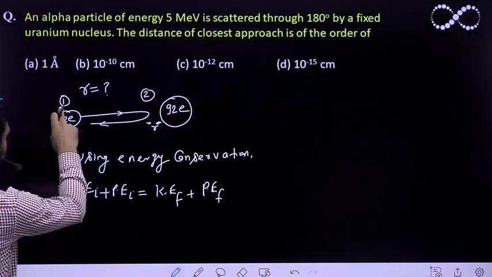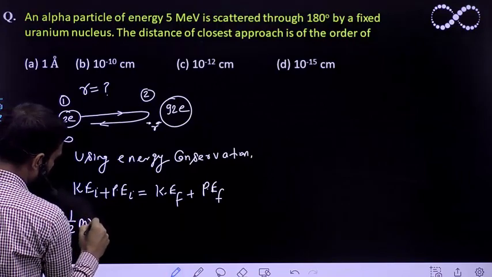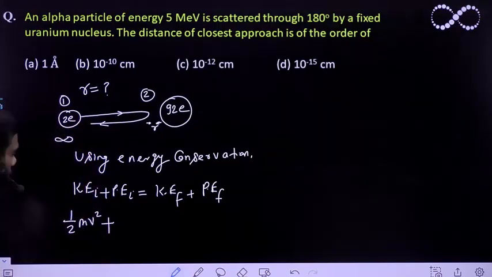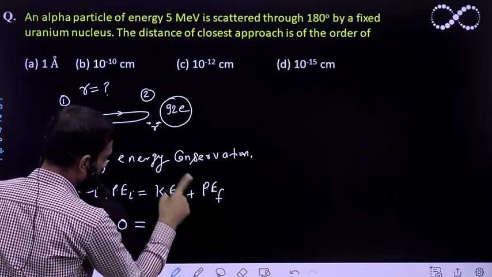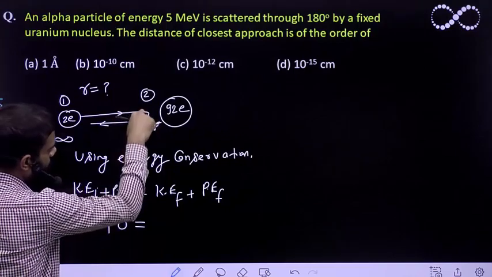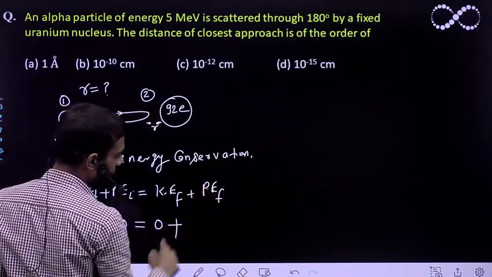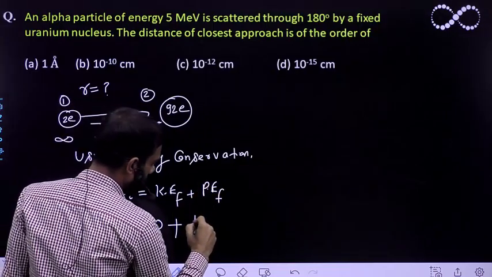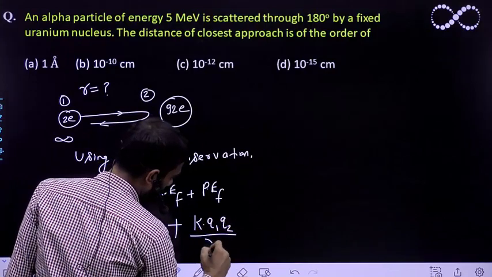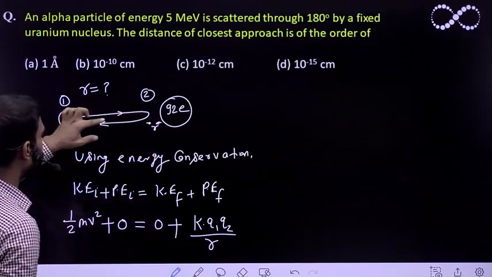Initial kinetic energy, let us suppose, is 1 by 2 mv square, plus since it is at infinity, the potential energy will be 0. KE final: finally at this point it will stop for a moment, so at this position the kinetic energy will be 0, and PE final I can write as k q1 q2 upon r. So the charges I know for both.